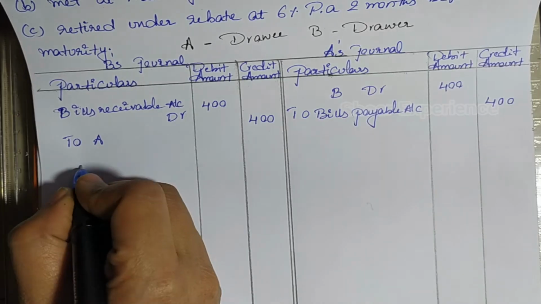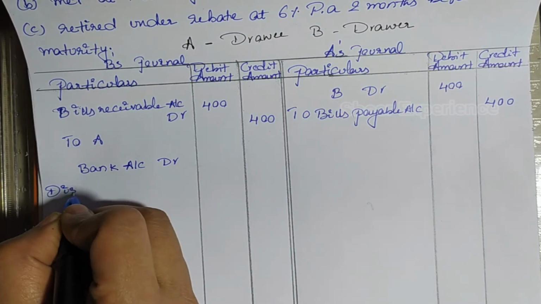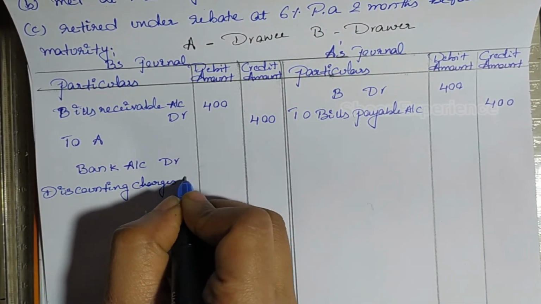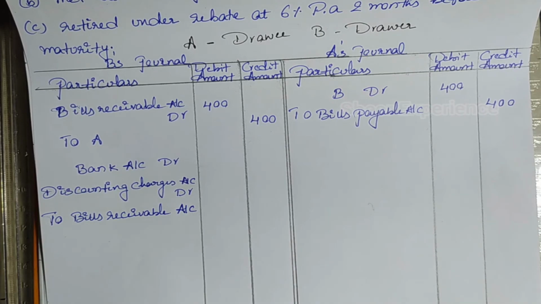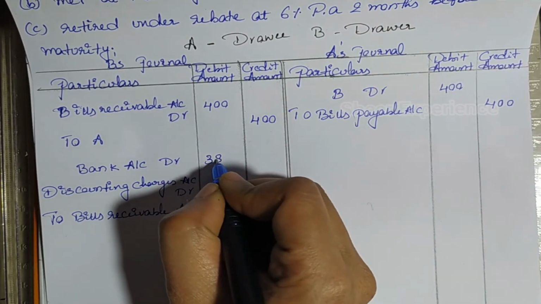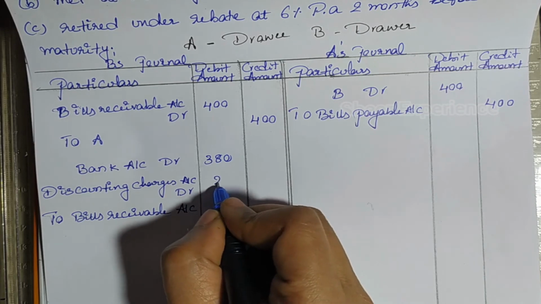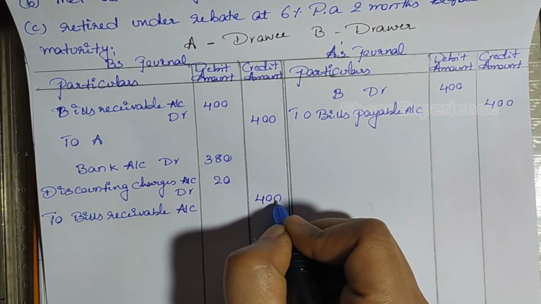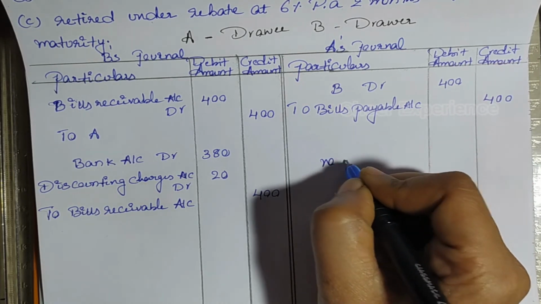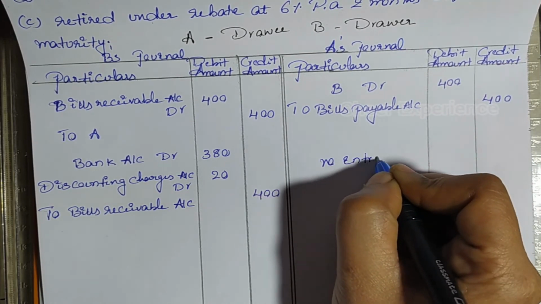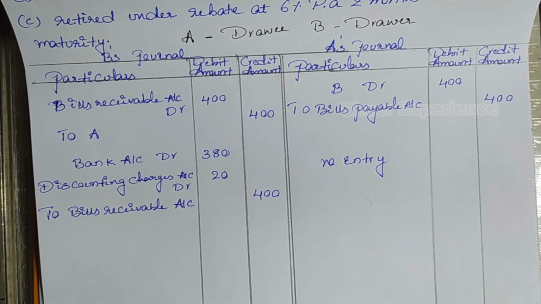The entry in B's book is bank account debtor, discounting charges account debtor to bills receivable account. Amount for bank account is 380, discounting charges is 20 and the bills receivable amount is 400. There won't be any entry in A's book because A is not involved in this transaction and he will pay the bill amount on the due date.